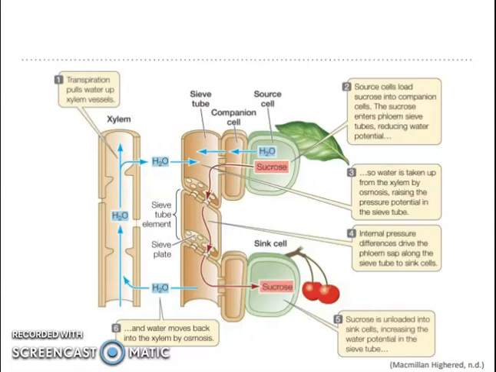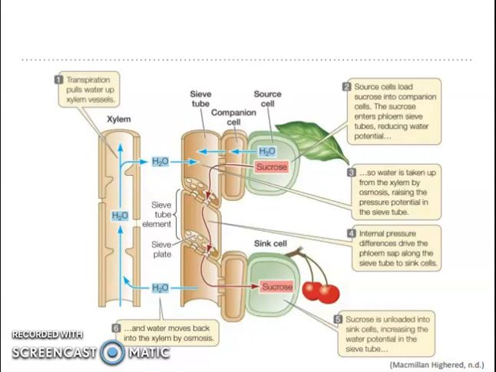This water creates turgor pressure in the sieve element, which forces the sugar and fluid down the phloem tube toward the sink tissue. At the sink tissue, the sugar is actively removed from the phloem and water follows osmotically, so that the conditions of higher water pressure and low sugar pressure are created, driving the pressure flow process.